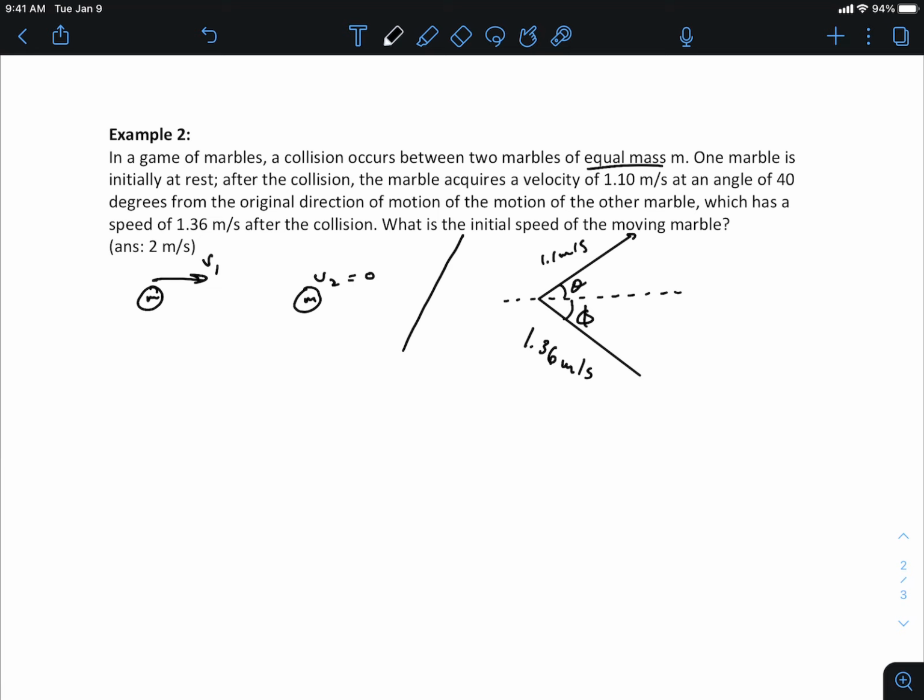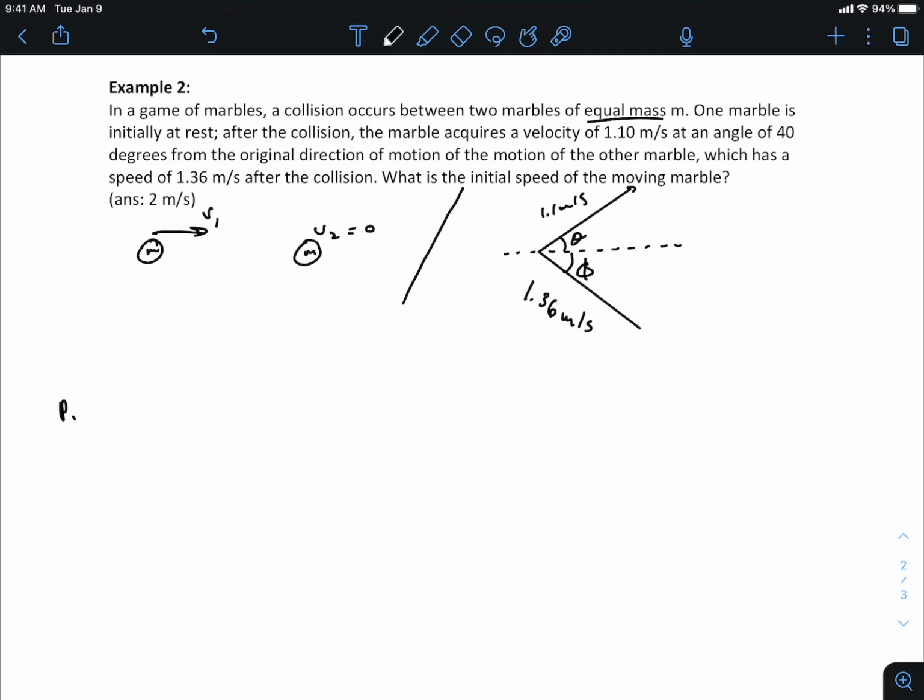Now we can write out our statements. Or two statements, not just one, because it's happening in two directions now. We're going to have some momentum in the x direction. Initially, this mass here doesn't have any momentum, so we're just going to have mv1 on the left.